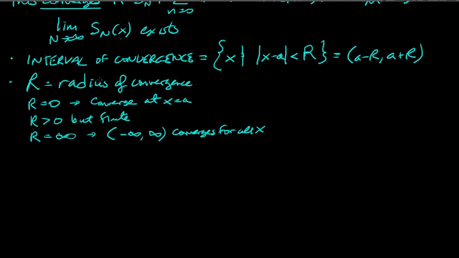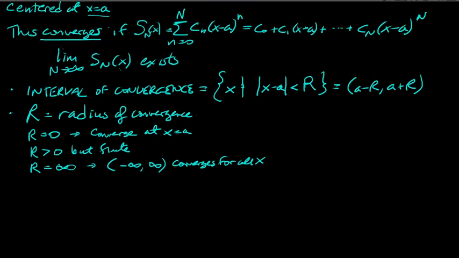So if this limit does not exist, of course, then the series diverges, and that can happen too. But when it does converge, it either converges at a point, or on some finite interval from A minus R to A plus R, or it converges for all x.